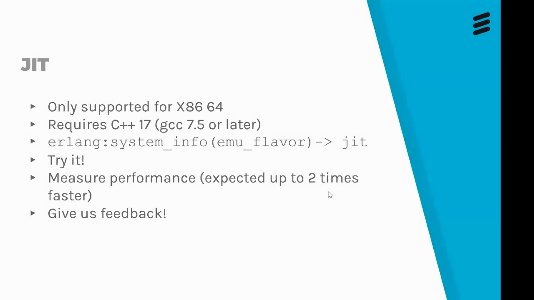It's the just-in-time compiler support. It's only supported for x86 64-bit, and it requires that you have a build environment with a C++17 compiler, and you have that in GCC 7.5 or later. And if you are unsure if you got the JIT build, you can test with the function erlang:system_info(emu_flavor), and you should get the result jit. If you have a JIT, you will also see it in the header of the Erlang shell when it comes up.